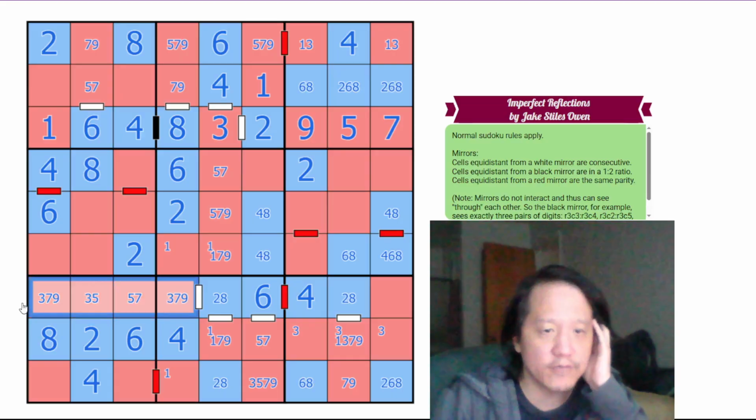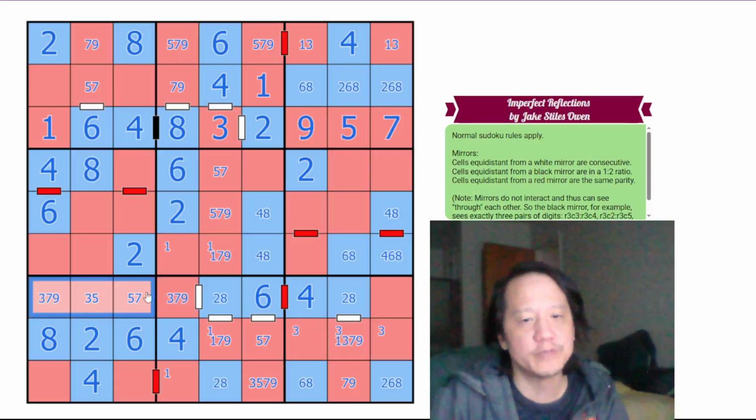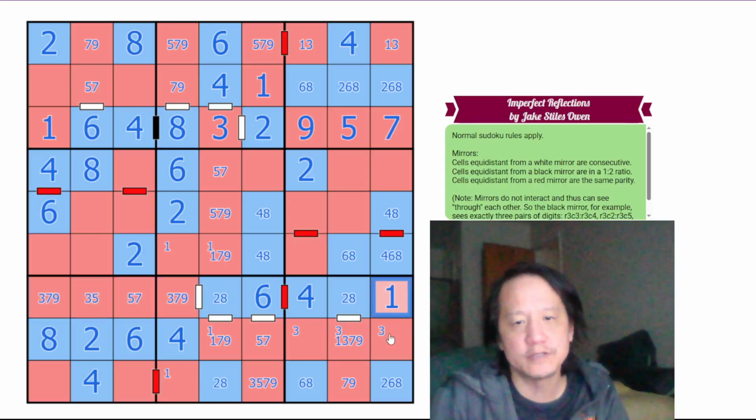So we have a 3, 5, 7, 9 quadruplet, which eliminates 3, 5, 7, 9 in the rest of the row. This can't be 3, 5, 7, 9. It's a 1, which eliminates 1 in the rest of the box.